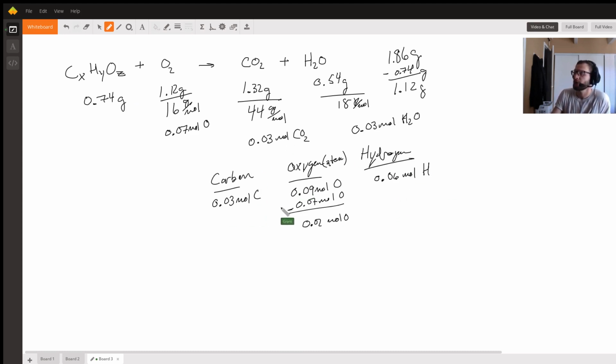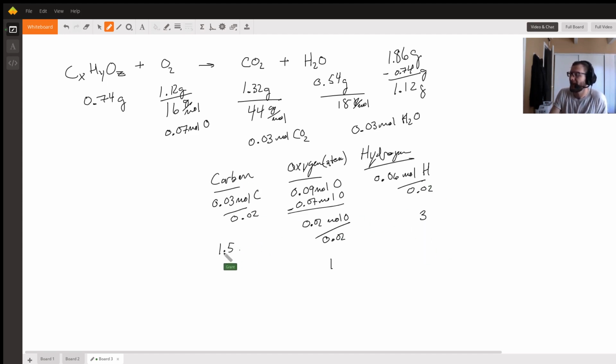Now we want to find our coefficients, so we divide by our smallest unit, which is 0.02. We do that to get 1 as one of our coefficients, which makes everything a lot simpler. I made a mistake right here: this would be a 2, and this would be 0.02. Now we divide, and we get our coefficient for carbon as 1.5. Our coefficient for oxygen would be 1, and our coefficient for hydrogen would be 3.